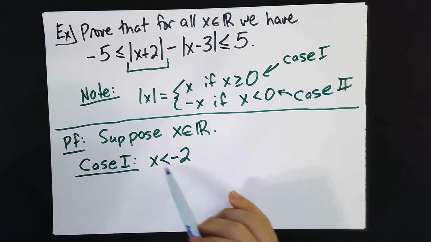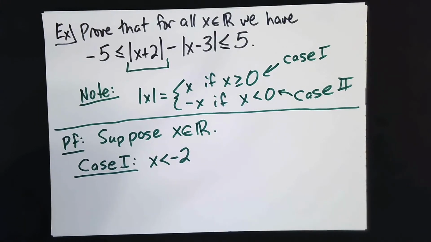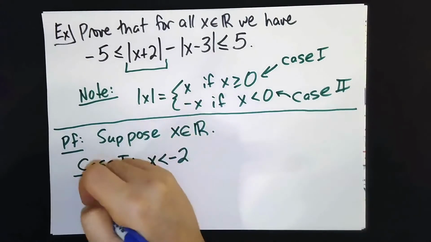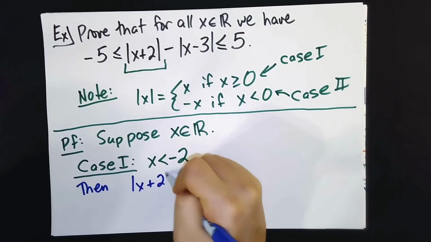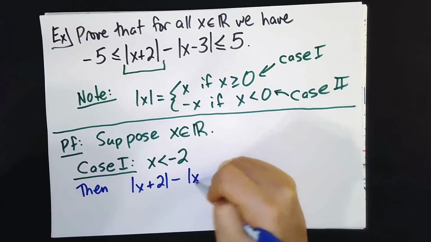So we're supposing here that x is less than minus 2. So then we want to look at this absolute value of x plus 2 minus the absolute value of x minus 3.